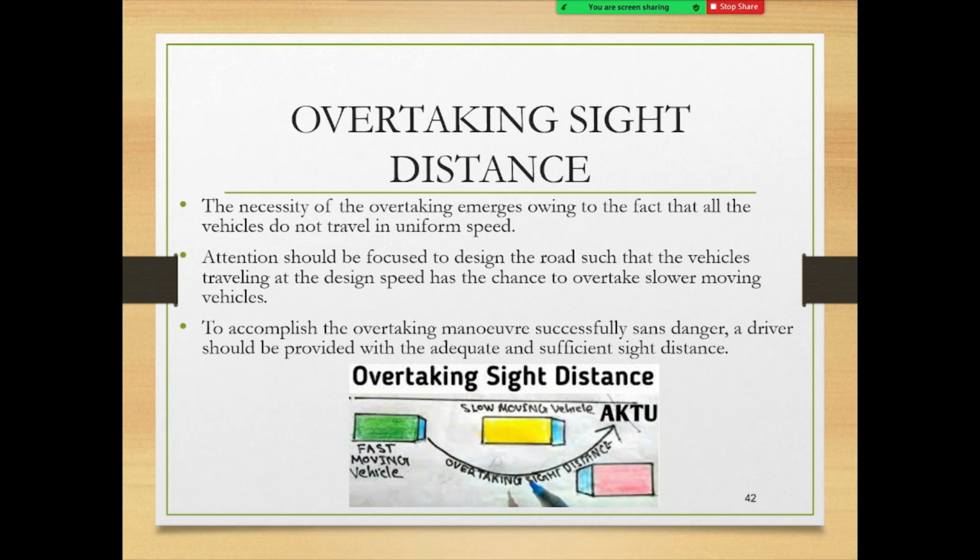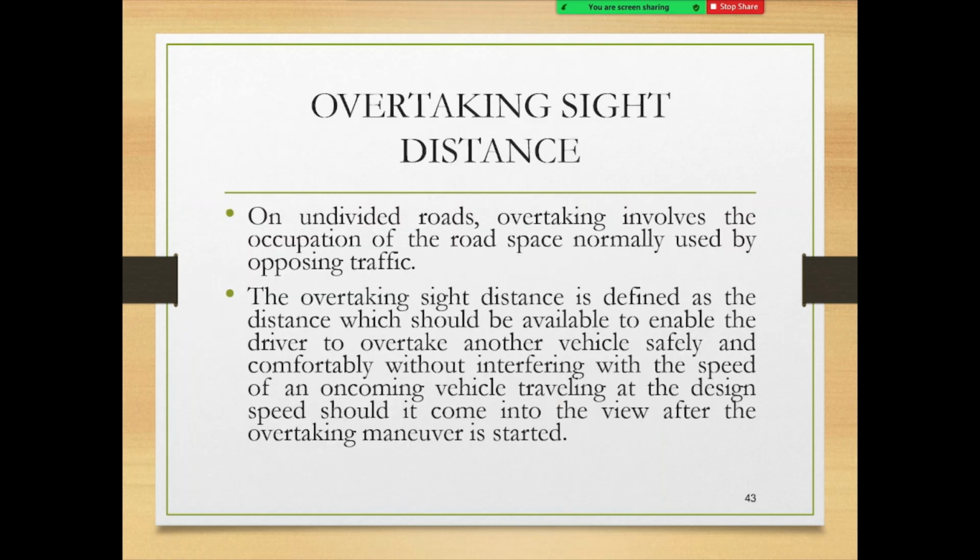To accomplish the overtaking maneuver successfully, sans, meaning without, that's a French word. In some of the English documents they note down this word, "sans", meaning without danger. A driver should be provided with adequate and sufficient sight distance. On an undivided road, what do we mean by undivided road? That means you don't have a center median.